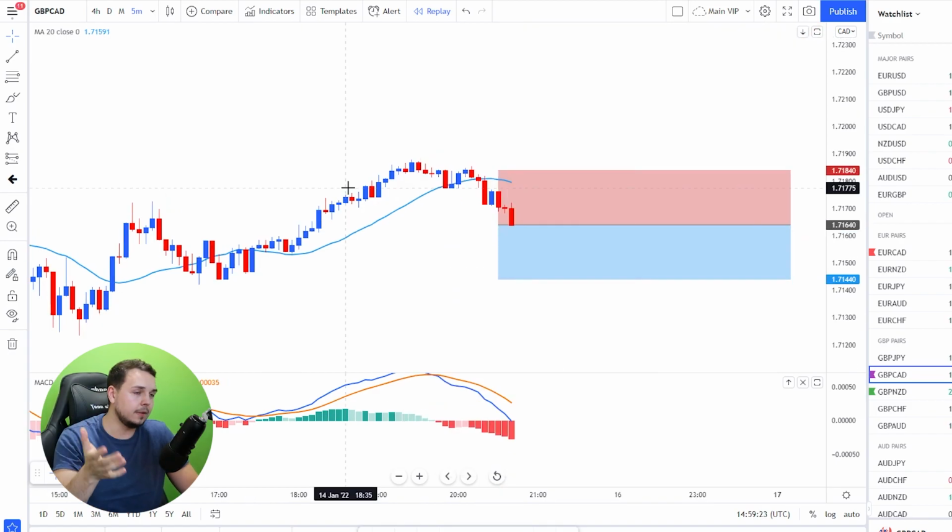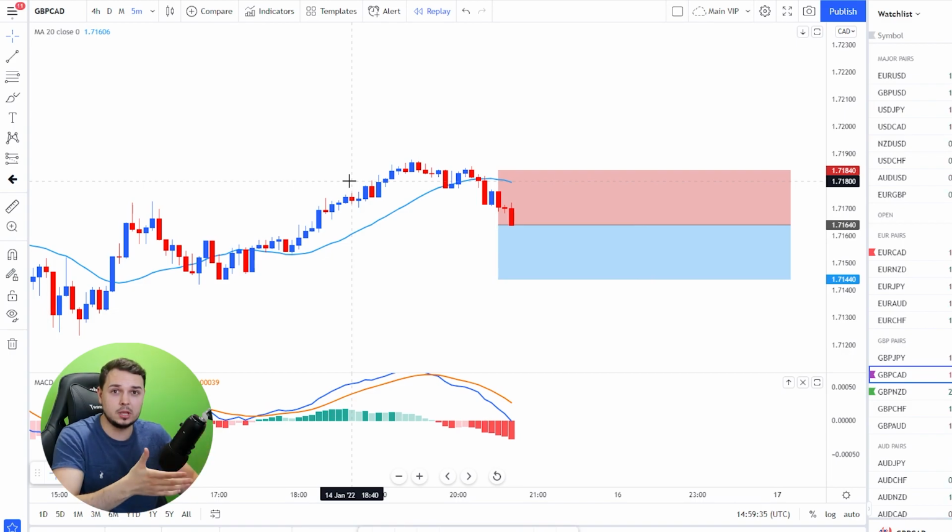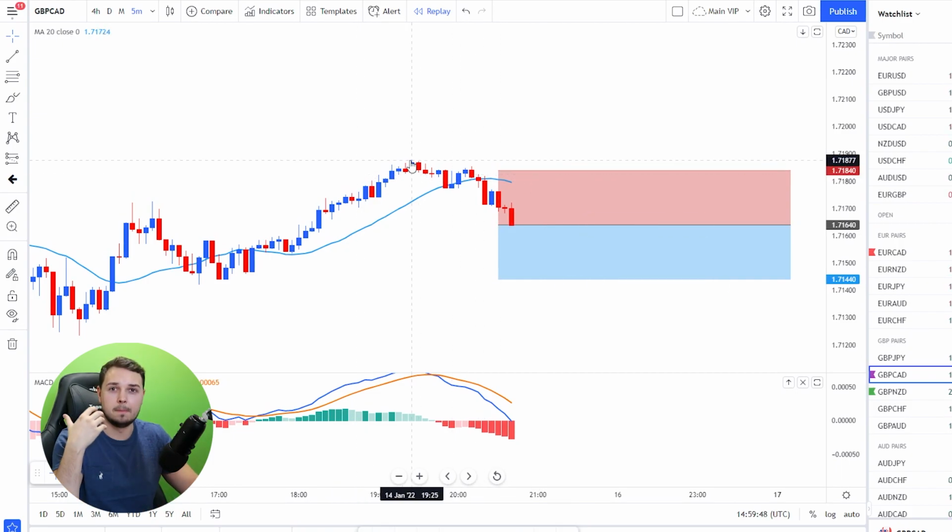Now, you don't really have to do a 2-to-1 to 3-to-1 risk to reward ratio on this, because this scalping strategy is 60% to 75% profitable depending on the currency pair you trade on. So you will definitely win more than you lose, and you don't have to overcomplicate things by money managing.